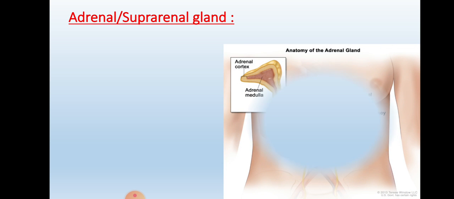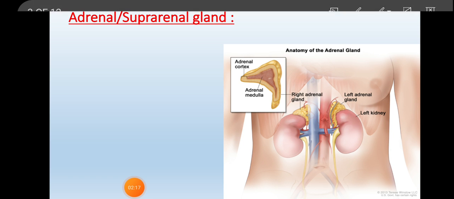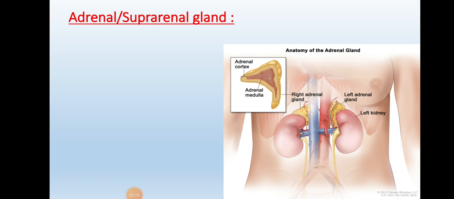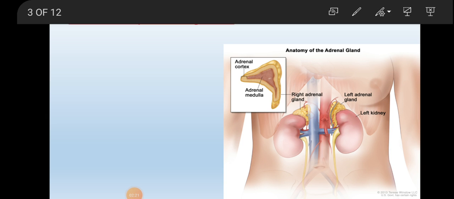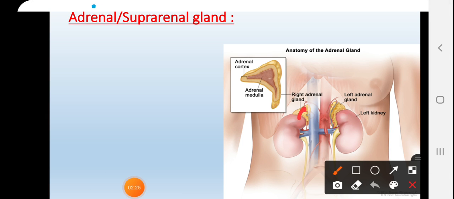Then the next gland is the adrenal or suprarenal gland. A very important gland. Why is it called suprarenal? You can see they are present superior to the kidneys. I'll show you the location. It is clearly seen in the diagram. Here you can see the suprarenal glands.